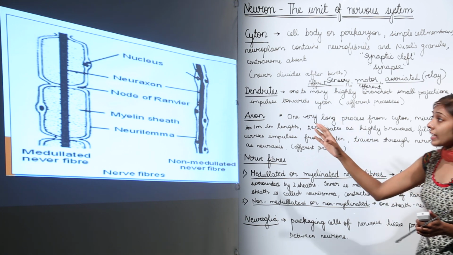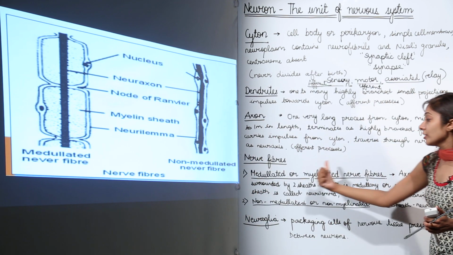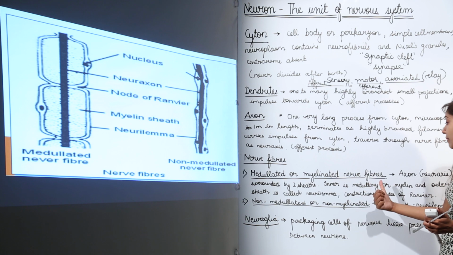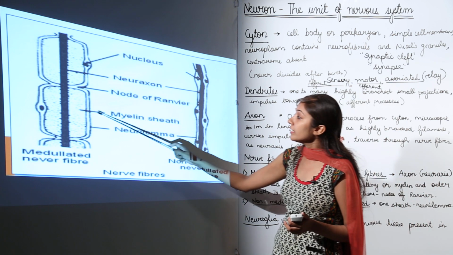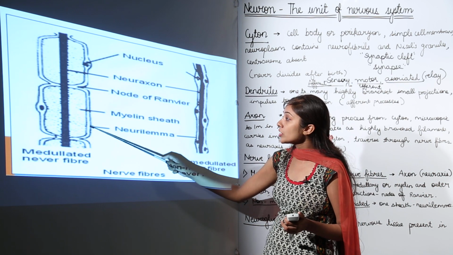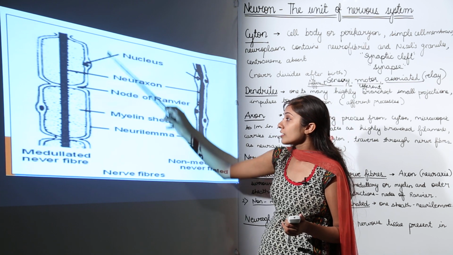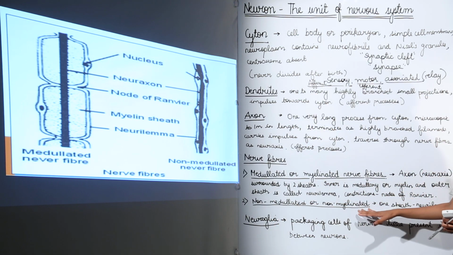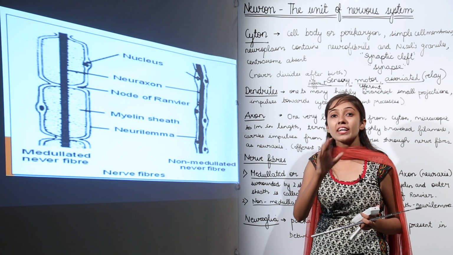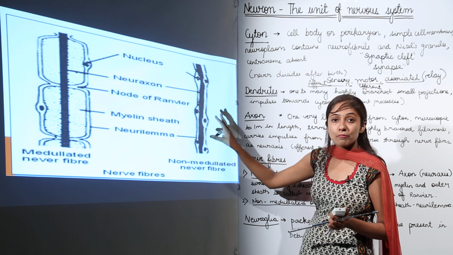When you look at the diagrams, you will see that the medullated nerve fibers have two sheaths. The inner sheath is medullary or myelin, and the outer sheath is neurolemma. Then we have non-medullated or non-myelinated nerve fiber. It has only one outer sheath, that is neurolemma. So, the myelin sheath is absent in this case.